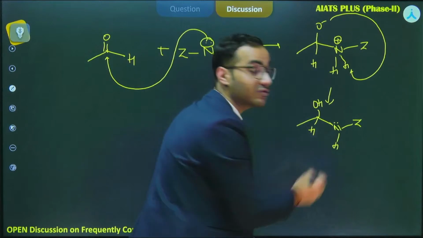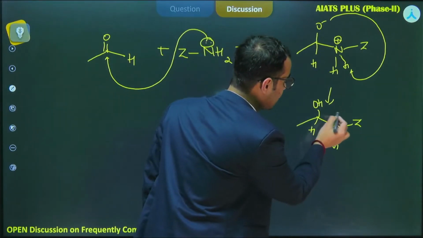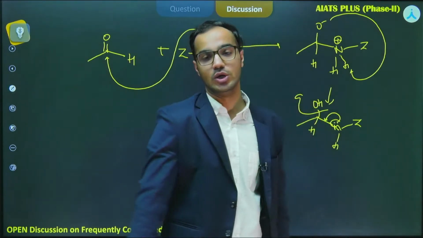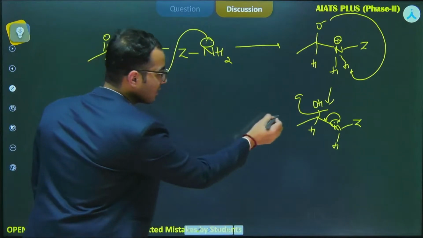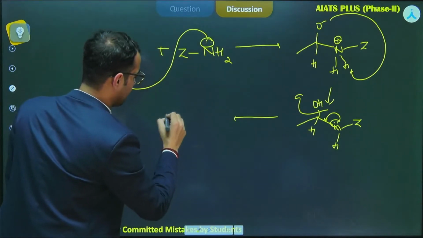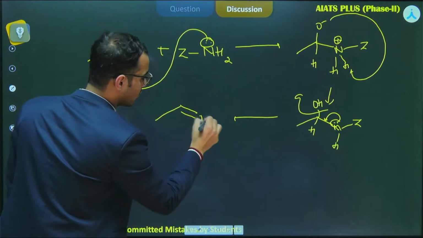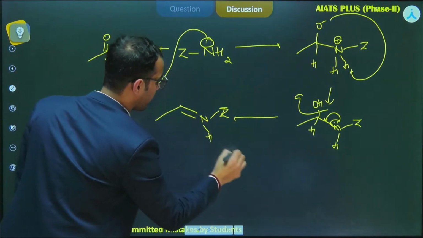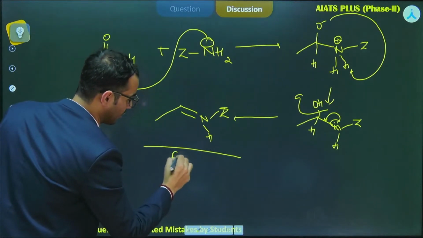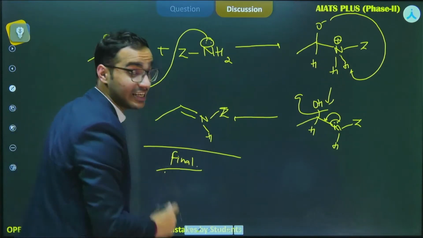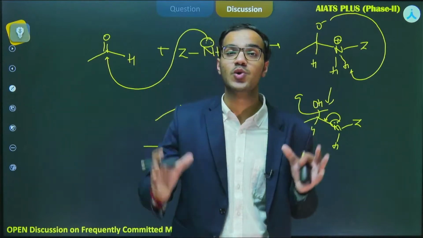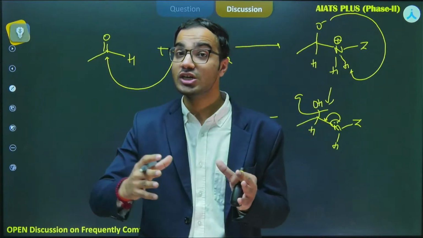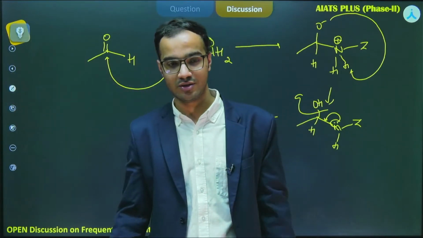So the lone pair of this nitrogen will come back at this position, leaving behind the OH. You will get this product as a final product. Or we can clearly say that this reaction is nucleophilic addition then elimination reaction.